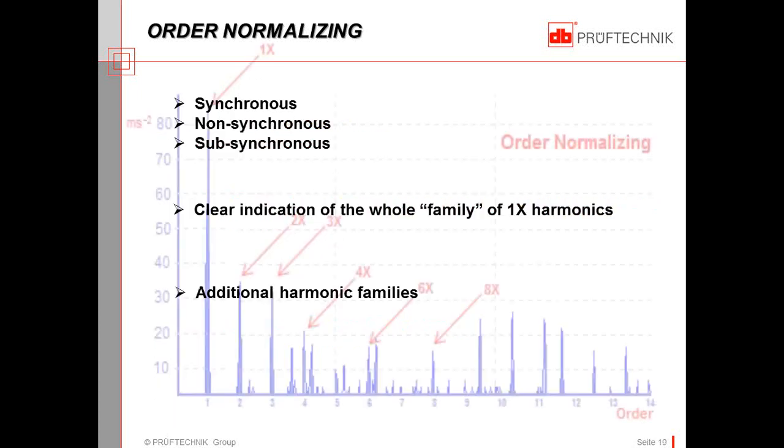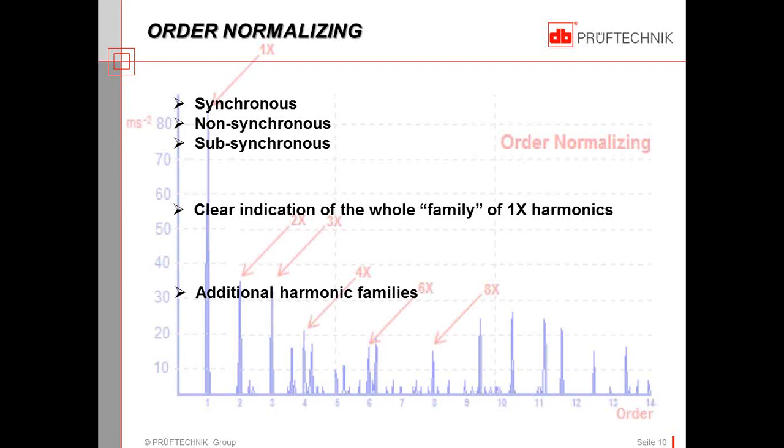And just again, kind of reviewing some of the benefits of order normalizing spectra. Number one, and this is taken from some of the Mobius material, it helps us identify these three distinct regions within the spectrum. And this is something that I always try to encourage some of our users to use, and that is the ability to identify synchronous regions of the spectrum. And by synchronous, we mean that these are whole number multiples of RPM, so 1x, 2x, 3x, 4x, 5x, and so forth. We can see those right away.